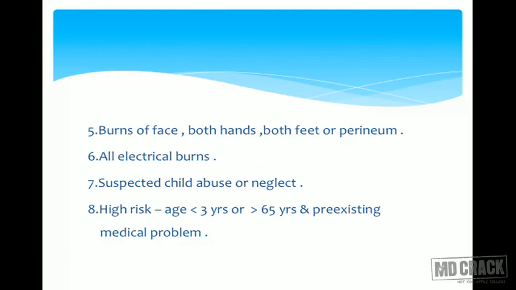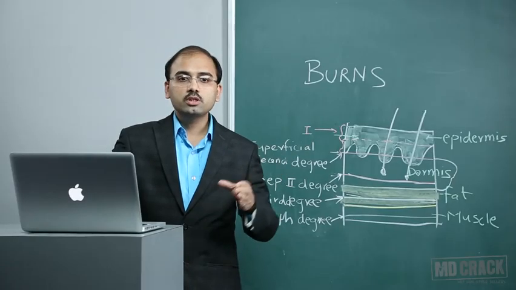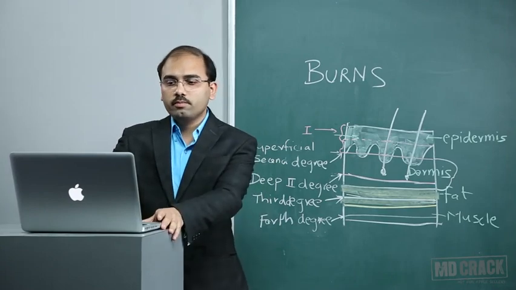Burns of the face, of both hands or both feet or of the perineum region are indications for admission. All electrical burns should be admitted irrespective of whether they have caused damage or not. Suspected child abuse or neglect should be admitted. High risk patients, that is aged less than 3 years or aged more than 65 years, and patients with pre-existing medical problems should be admitted. So you should go through these admission criteria very carefully.